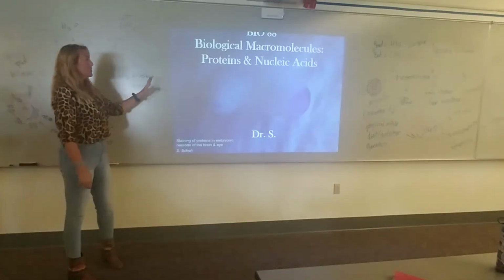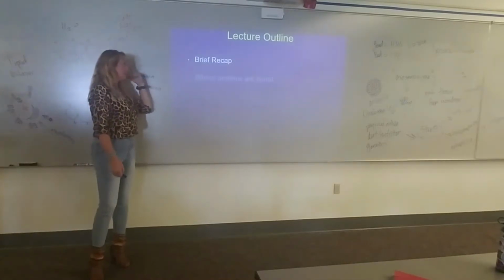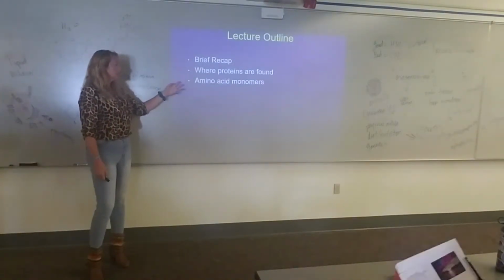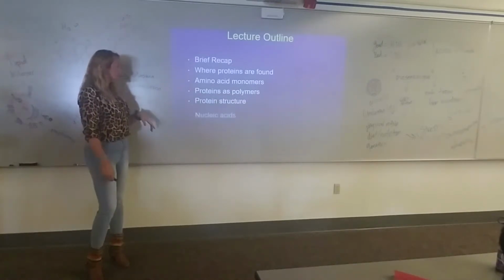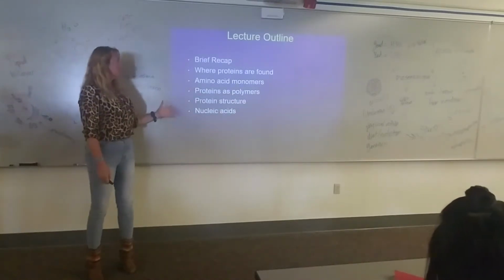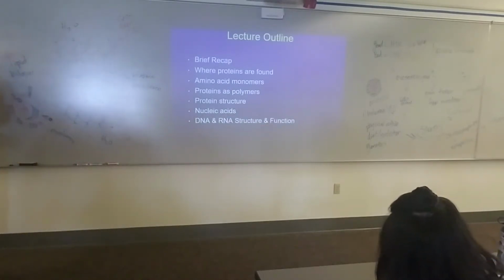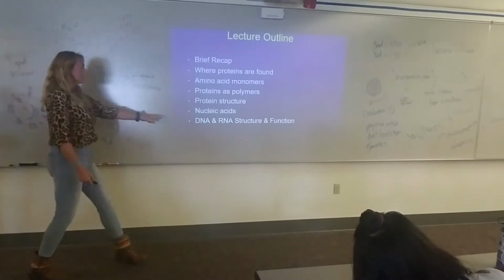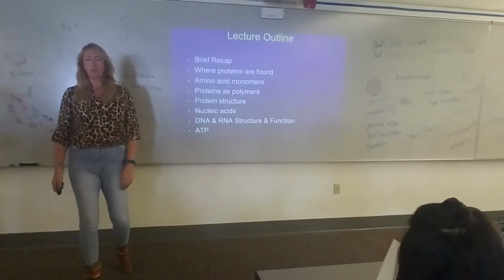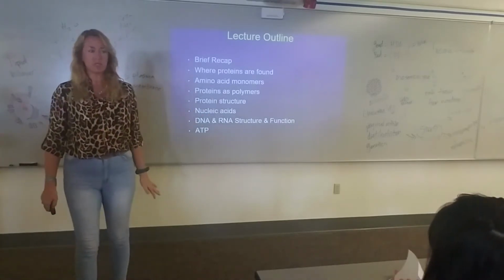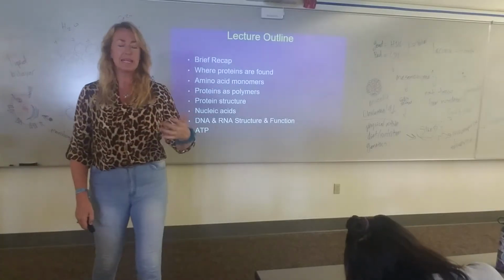So this is all proteins and nucleic acids. This is the material we're going to go over: where proteins are found, what amino acids are, what proteins are, protein structure, and nucleic acids. Those are the different components of this lecture series. Then DNA and RNA structure and function, and then ATP, the energy molecule. There's a whole separate lecture slide for that. Those are fats and carbs, which we spent a lot of time on. Now we're going to protein and DNA, RNA.